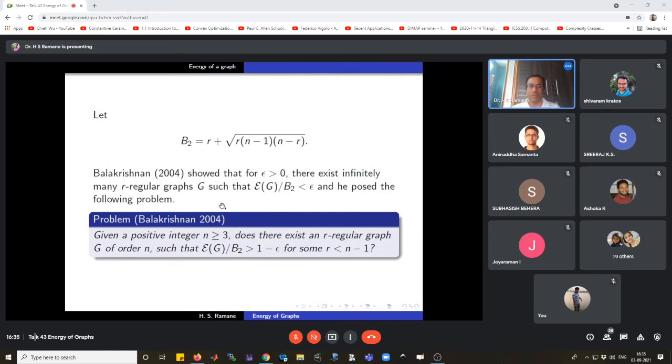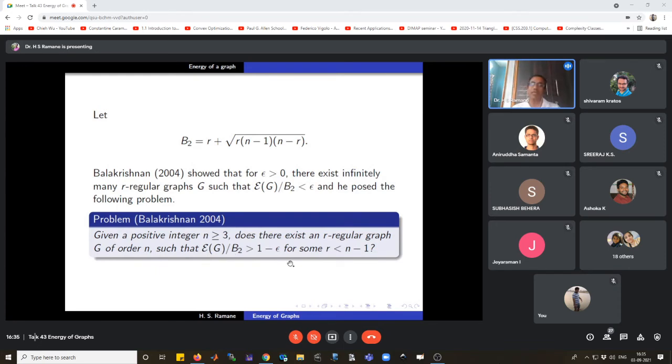And he posed the following question: for a given positive integer n, whether there exists an irregular graph of order n such that the energy of G divided by P2 is more than 1 minus epsilon.